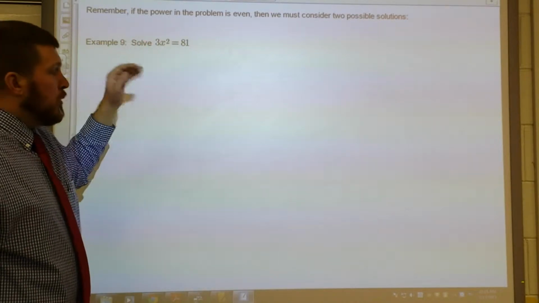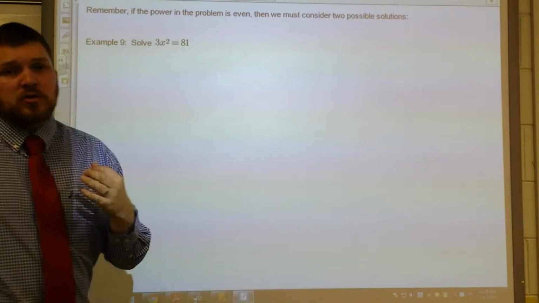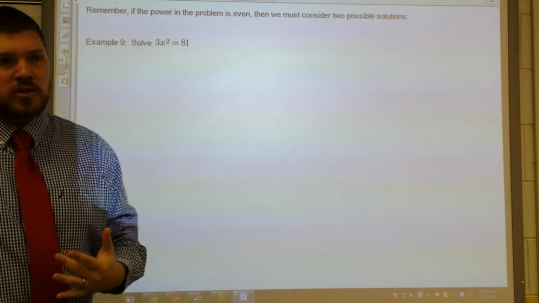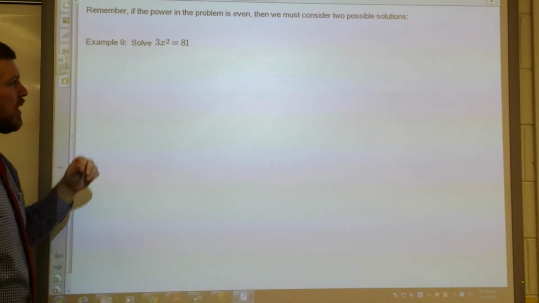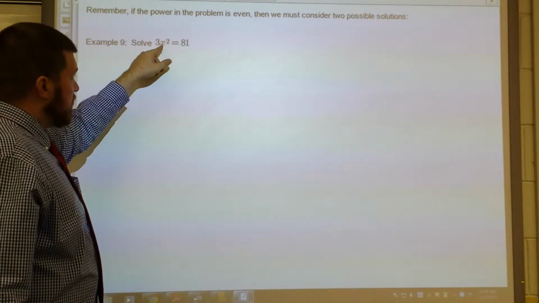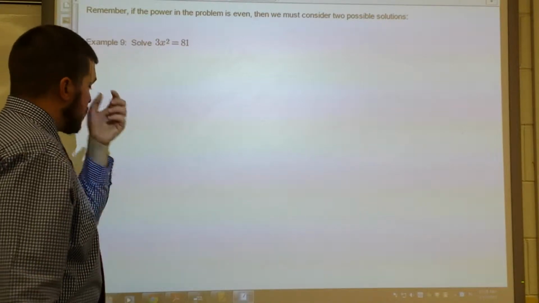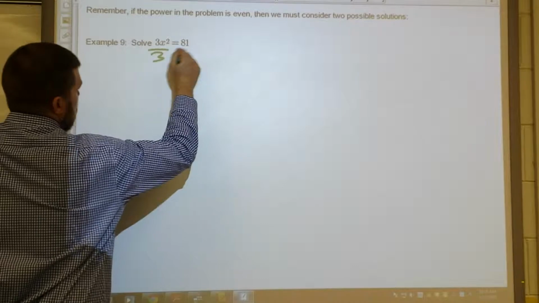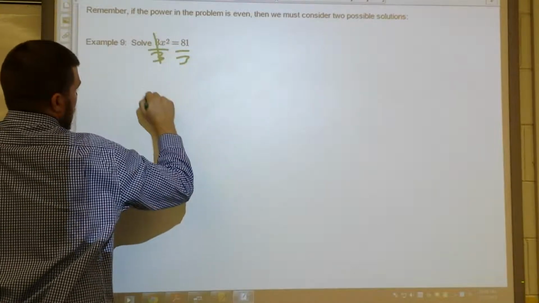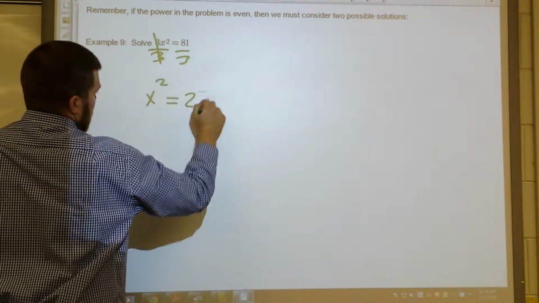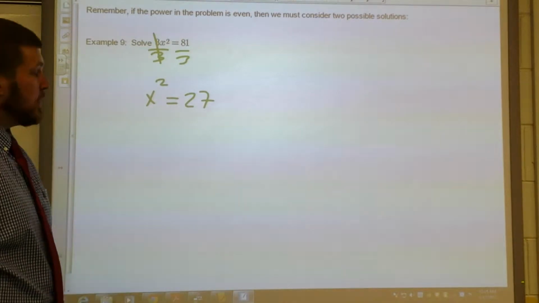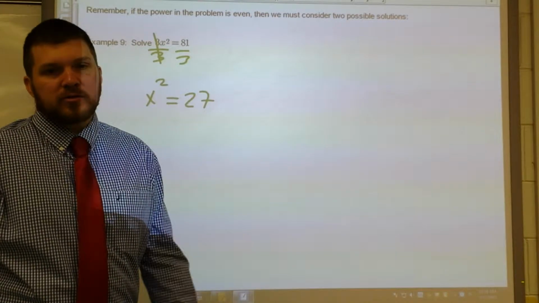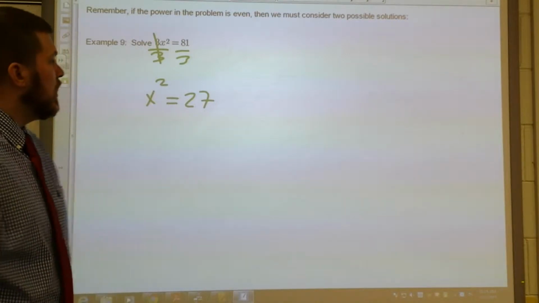Here, we're reminded that when the power is even, we've got to consider 2 solutions, positive and negative. So, again, it's a power equation, so I want to get my piece with the power by itself first. So for this particular problem, I want to divide by 3. So I have x squared equals 27. Again, if you struggle with 81 divided by 3 in your head, use your calculator and do that scratch work, please, I beg you. Okay?